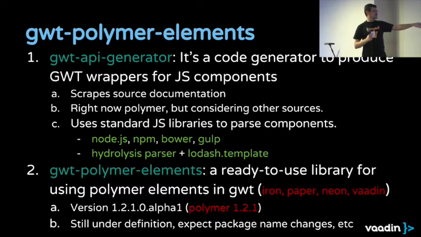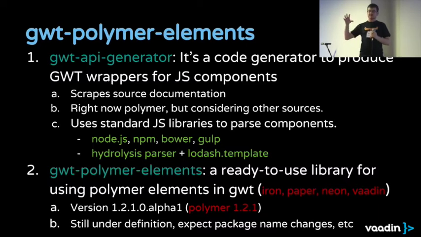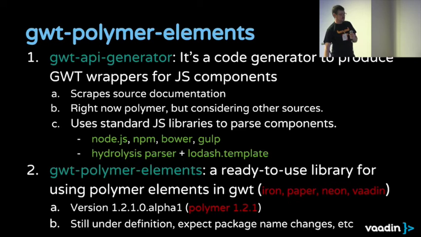I guess most of you know about Node.js. Who knows about Node? Yeah, quite. NPM is the package management of Node.js. Node.js is just a JavaScript runtime in the command line, not for browser, but for systems. Bower, who knows about Bower? Okay, Bower is a kind of package system for web, not web components, but everything that you can add into your page. And Gulp is something like Maven for JavaScript. So we use Hydrolysis. Hydrolysis parser comes from the Polymer team, and Lodash templates. And those are the two libraries that we have.